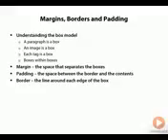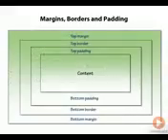We can get a picture of all of this by looking at the content, which is surrounded by the top, right, left, and bottom padding, which in turn is surrounded on all sides by the border, which in turn is surrounded by the top, right, left, and bottom margin.